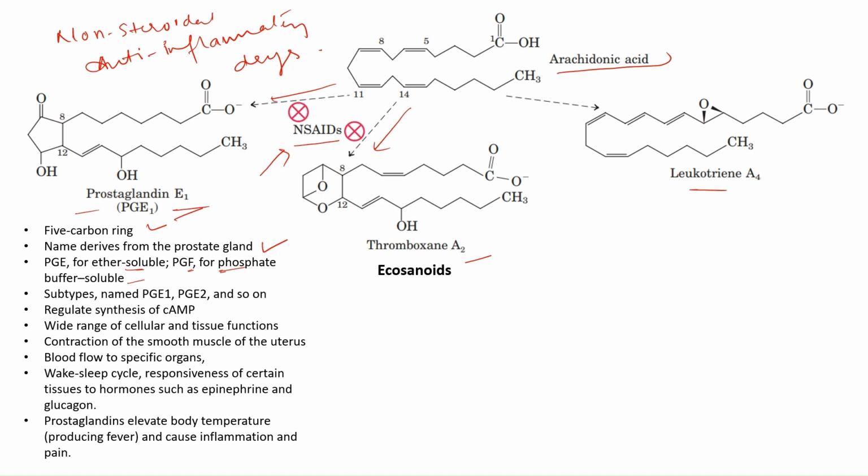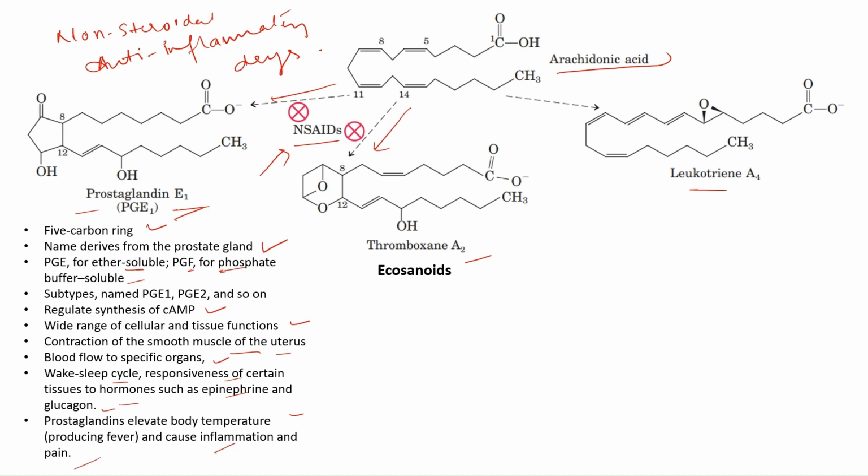They regulate synthesis of cyclic AMP. They have a wide range of cellular and tissue functions. For example, they help in the contraction of smooth muscle in the uterus, mainly during menstruation and labor. They help in blood flow to specific organs. They maintain our wake-sleep cycle. They also play a role in the responsiveness of certain tissues to hormones such as epinephrine and glucagon. Prostaglandins are responsible for fever and cause inflammation and pain.